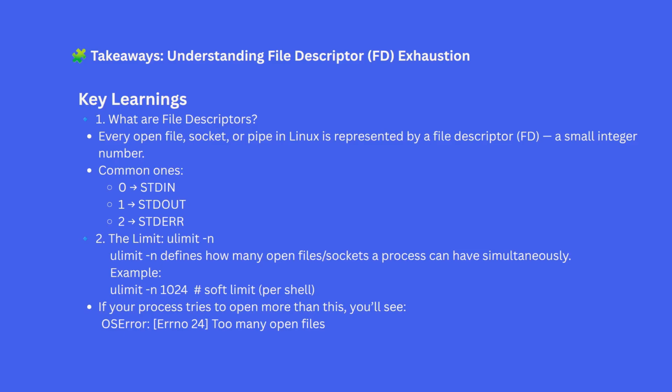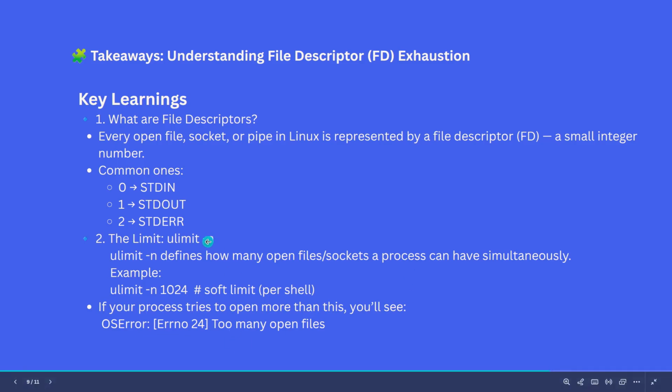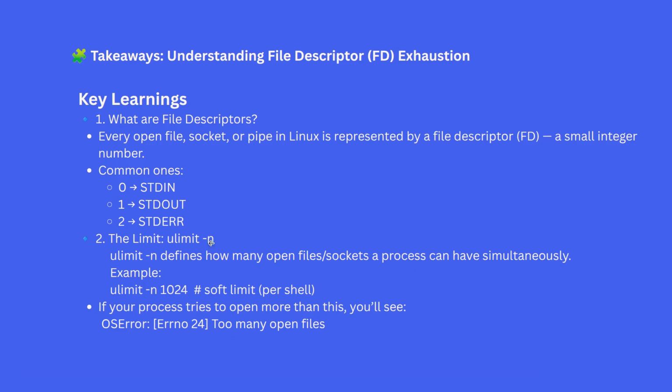So what we learned from all these demos and the slides that we went through before: we learned about file descriptors. In Linux, every file, socket or pipe a process opens gets a file descriptor, basically a small number that represents that open resource. Each process has a limit visible using ulimit -n. If it runs out, new connections or files can't open, leading to errors like too many open files. So using ulimit -n, we found out the limit that is set for the number of file descriptors a process can take.